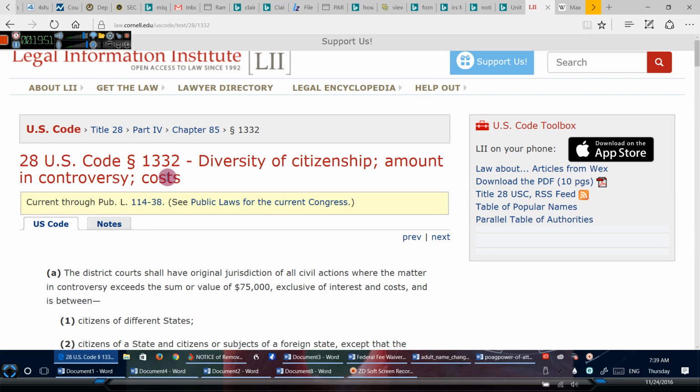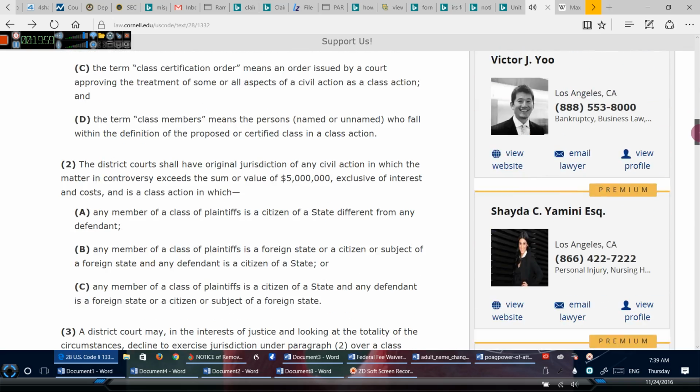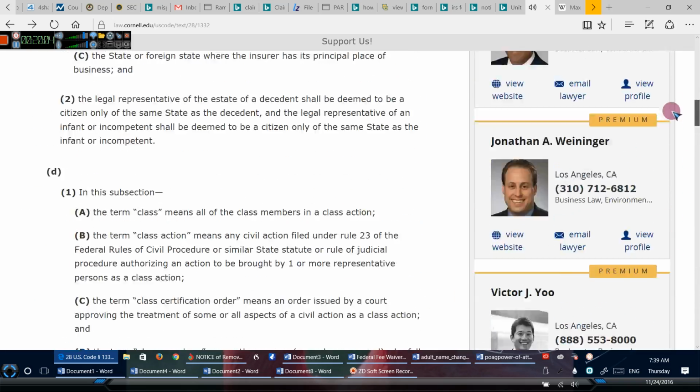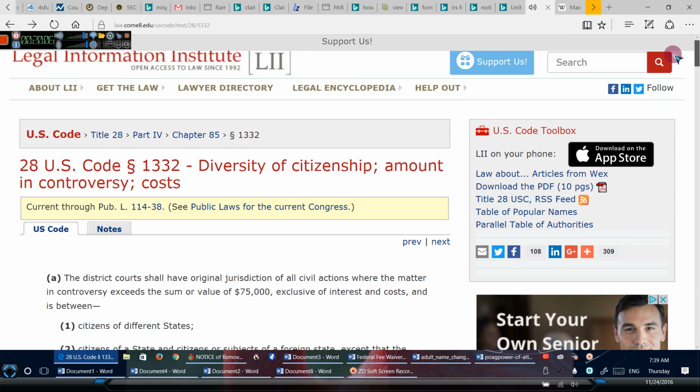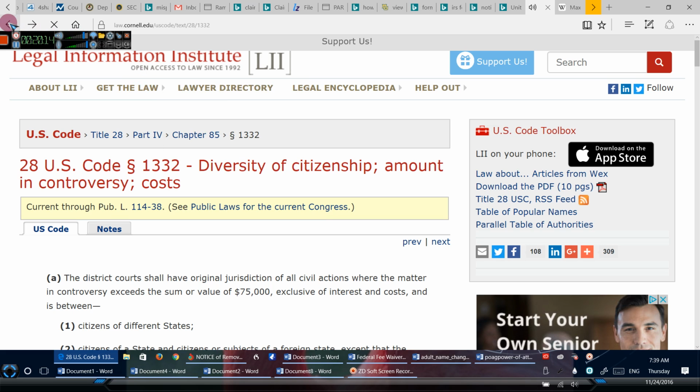Come on, computer. I'm a little bit further away from the Wi-Fi connection. You can do diversity of citizenship. I do diversity of citizenship, but you don't do diversity of citizenship because you wouldn't know what to do with a diversity of citizenship. You would not know how to look up what does diversity of citizenship mean. That's what I do. I look up definitions.